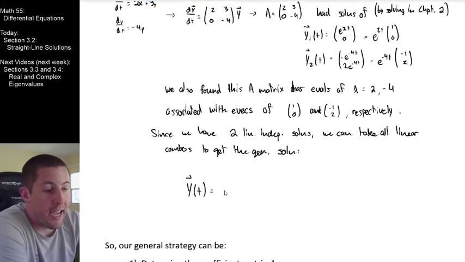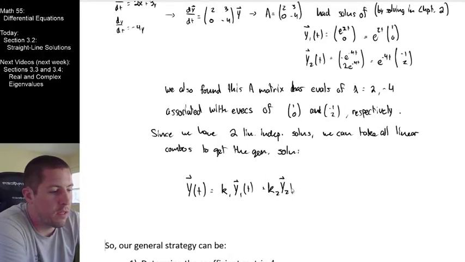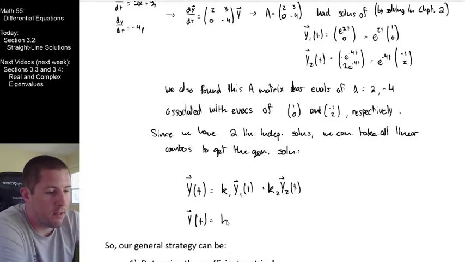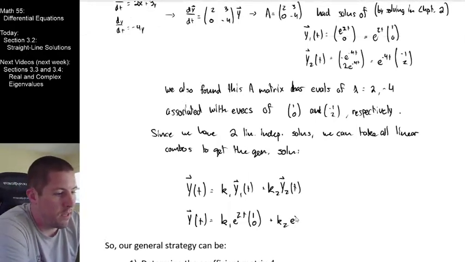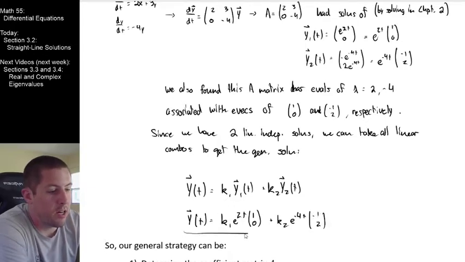So it looks like we can get our general solution. Our general solution is to take all linear combinations, so let's do k1 times y1 of t plus k2 times y2 of t, which we're really going to be writing as y of t equals k1 e to the 2t times (1, 0) plus k2 e to the negative 4t times (-1, 2). And this is a great way for us to write our general solutions.